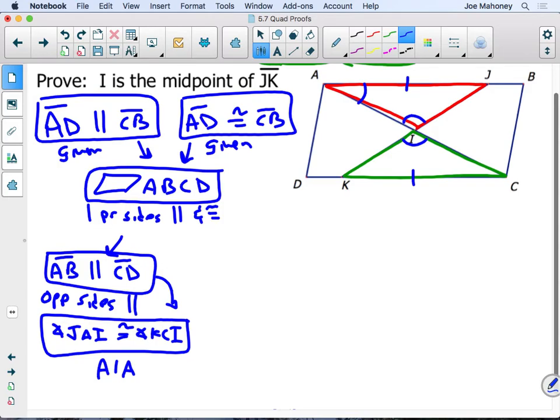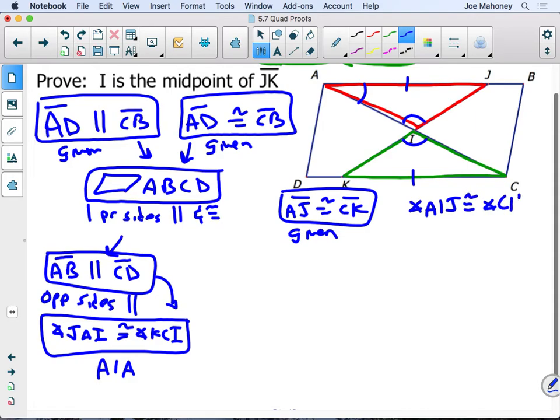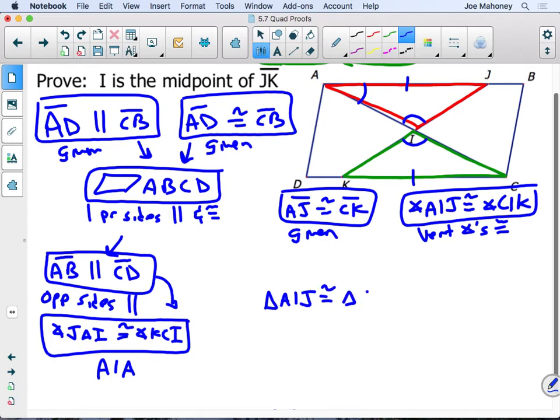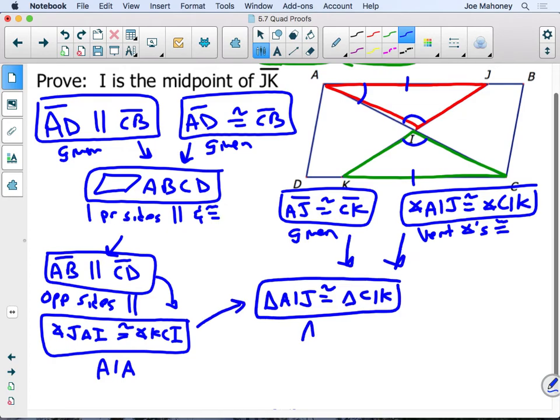So we're just about done with this proof. We were also given that AJ is congruent to CK. We also have, we weren't given it, but I've got a pair of vertical angles, angle AIJ and angle CIK. Vertical angles are congruent. So then my triangles are congruent. Triangle AIJ is congruent to triangle CIK, and it's congruent by angle, angle, side.